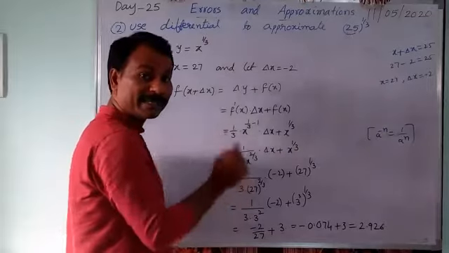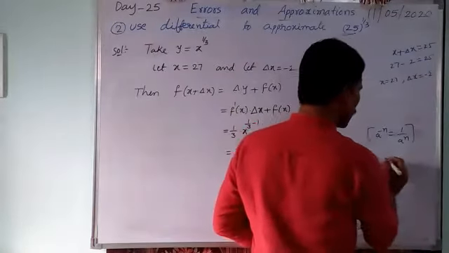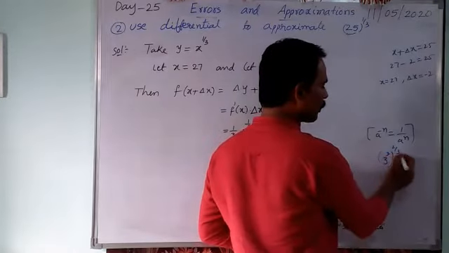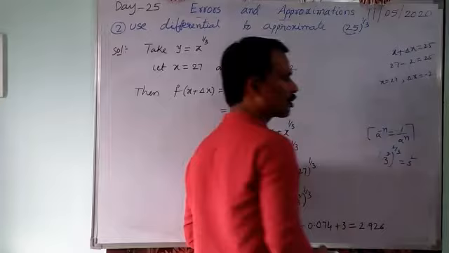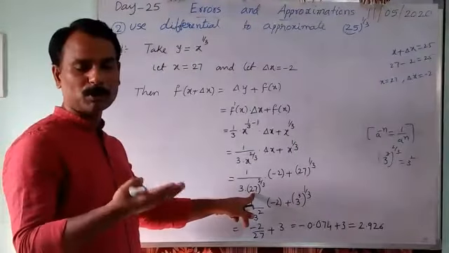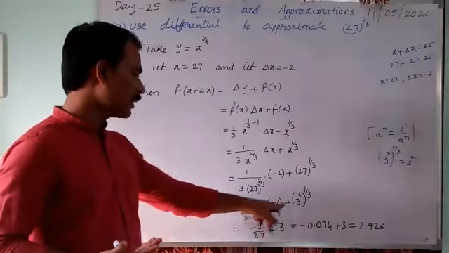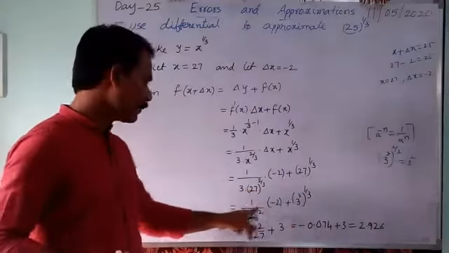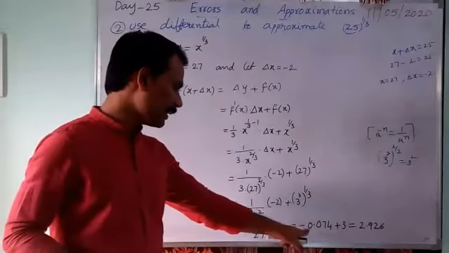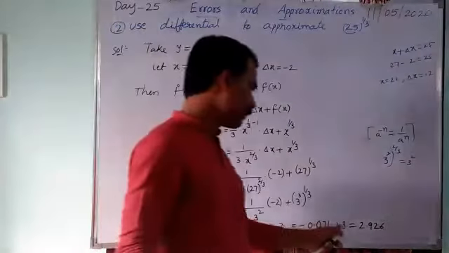27 we can write as 3 cubed. So (3 cubed) to the power 2/3: the 3s cancel, and you get 3 squared, that is 9. So 1/9 into minus 2, plus 3. Here also the 3s cancel, so we get minus 2/27 plus 3. By division, we will get minus 0.074, plus 3. By subtracting, we will get 2.926.